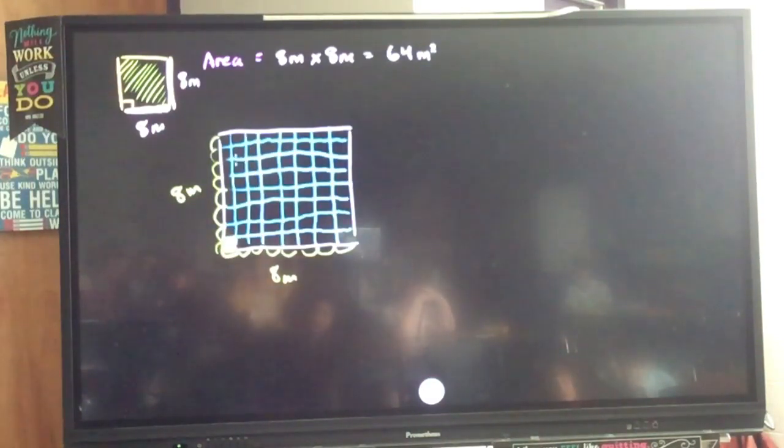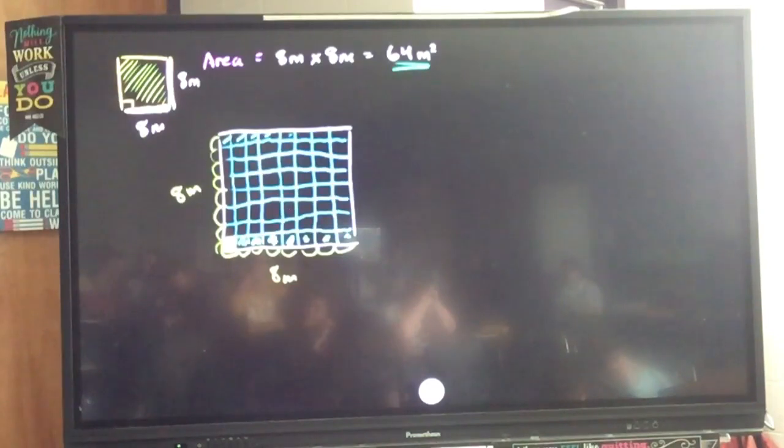And you can imagine just counting the square meters. In each row, we're going to have 1, 2, 3, 4, 5, 6, 7, 8 square meters. And then we have 8 rows, so we're going to have 8 times 8 square meters, or 64 meters squared, which is essentially, if you sat here and just counted each of these, you would count 64 square meters.